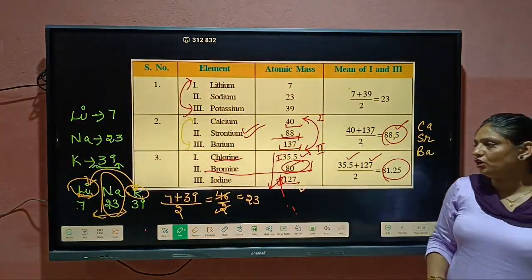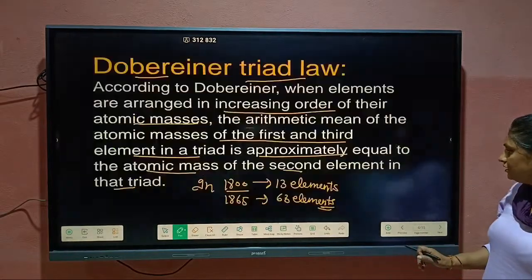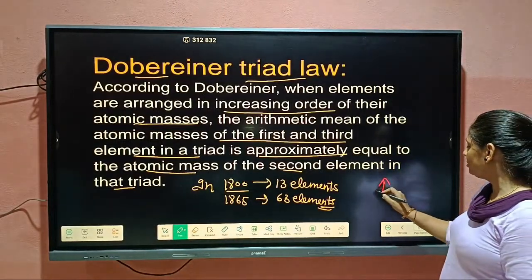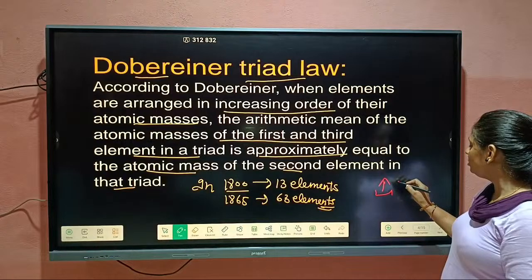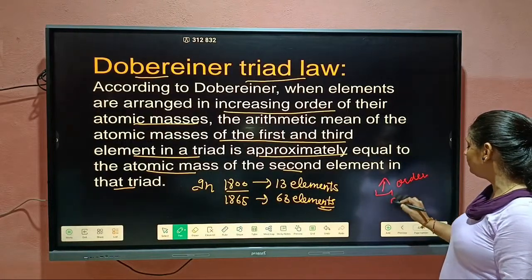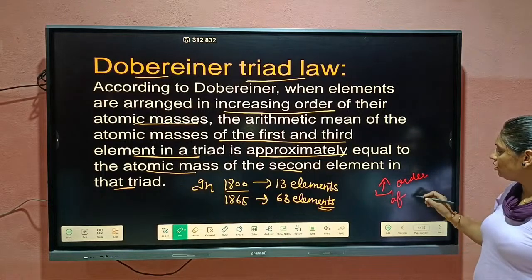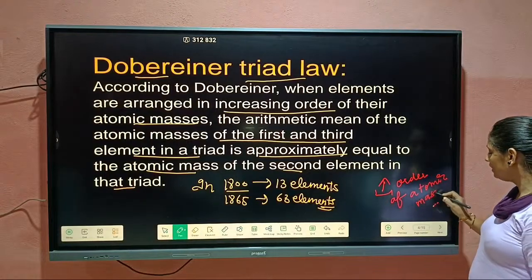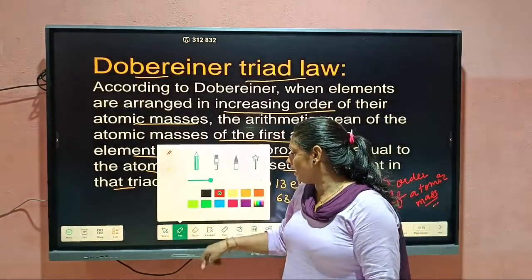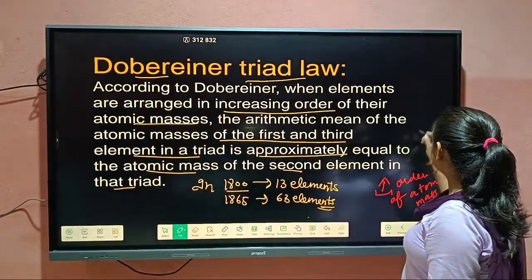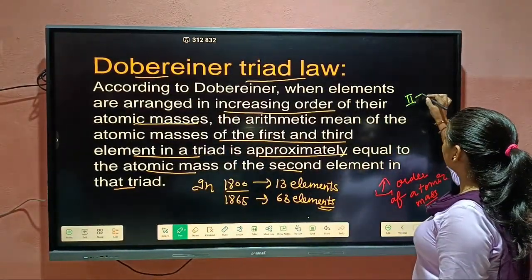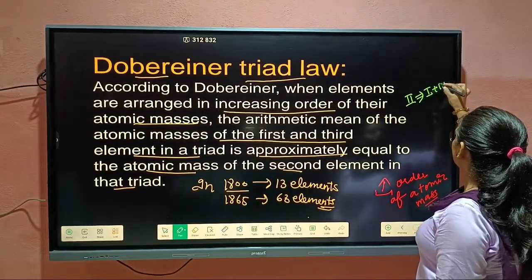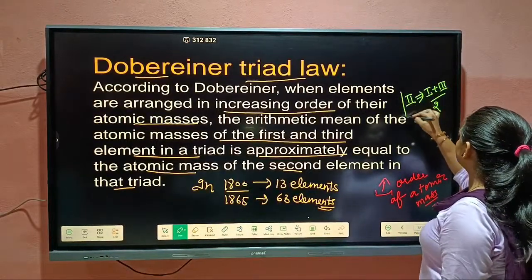So in Dobereiner's law, one thing you will learn is that the atomic masses will be in increasing order. We will arrange the elements in increasing order of atomic mass. Then the atomic mass of the middle element, the second element, will be nearly equal to the average atomic mass of the first and third elements.